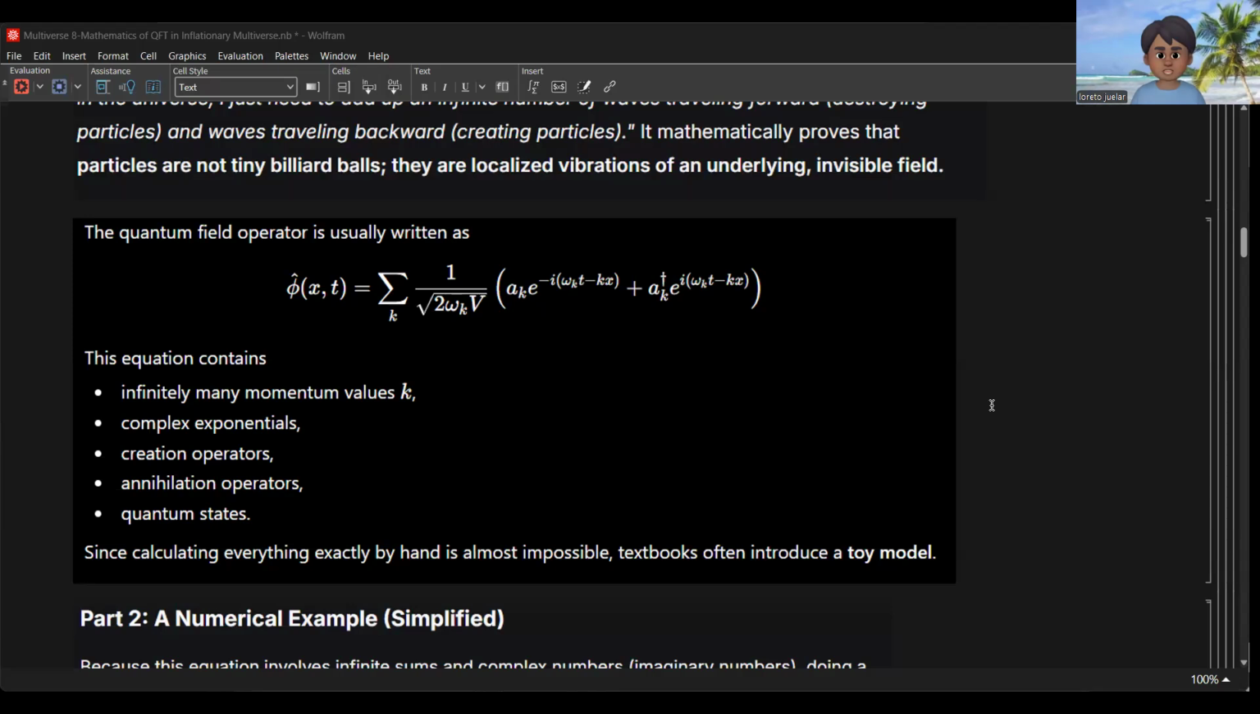So the quantum field operator is usually written as this equation. This equation contains infinitely many momentum values, complex exponentials, creation operators, annihilation operators, and quantum states. Since calculating everything exactly by hand is almost impossible, textbooks often introduce a toy method.